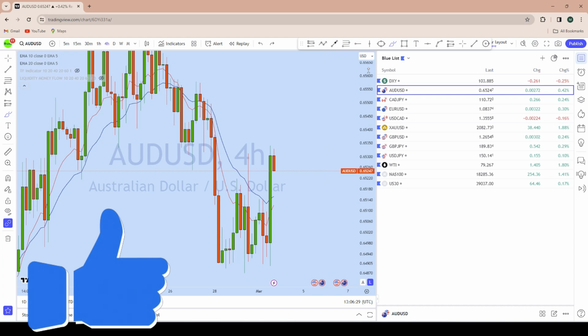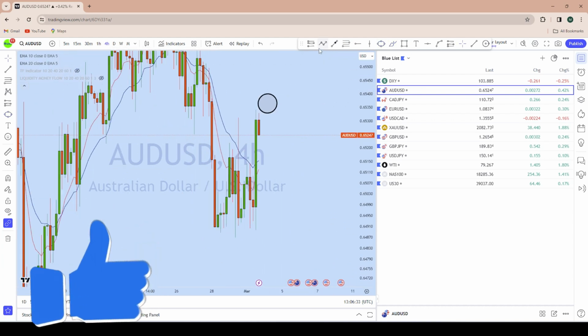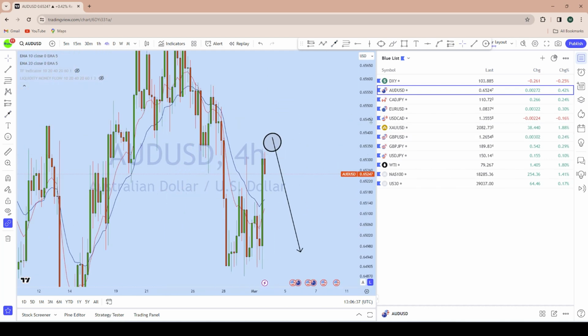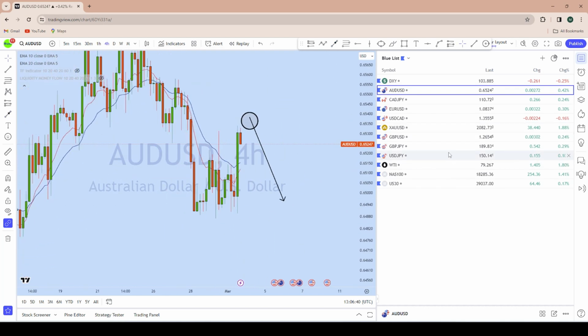This is where I will be waiting for EURUSD to grab liquidity from the resistance for this potential bearish move to the downside with a high probability trade setup.